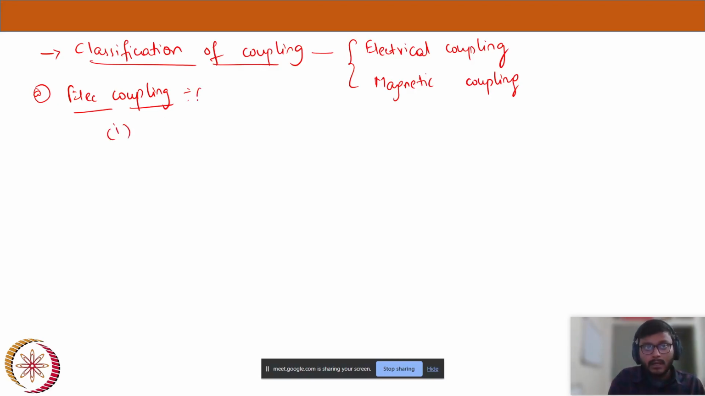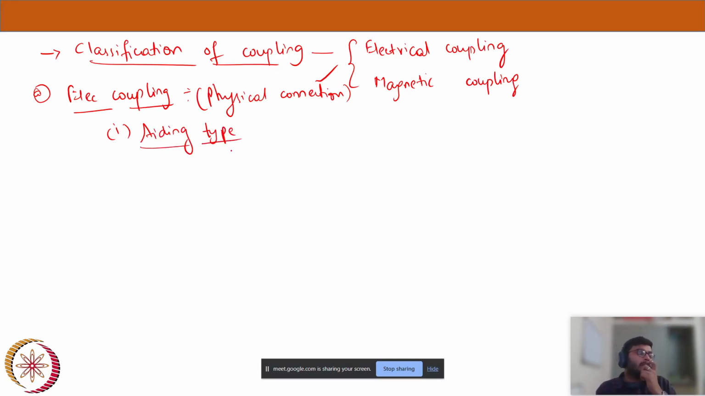Within electric coupling, physical connection should be there. Now within electric coupling, we are looking at aiding type. What is electric coupling and what is aiding type? We will see it. Since this electric coupling has a connection, let's say we take two coils and we will connect them in series.